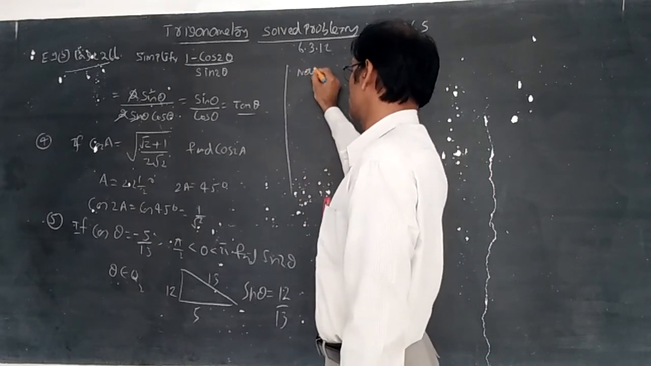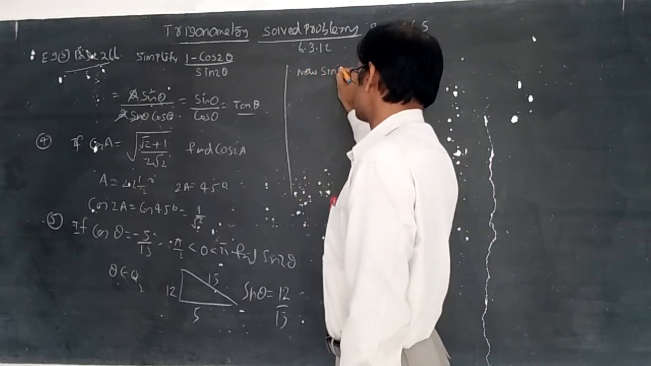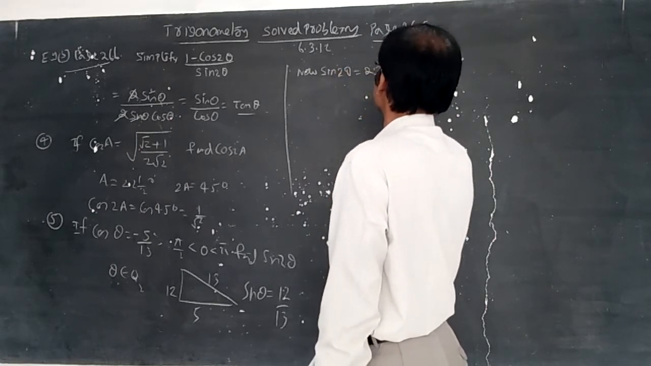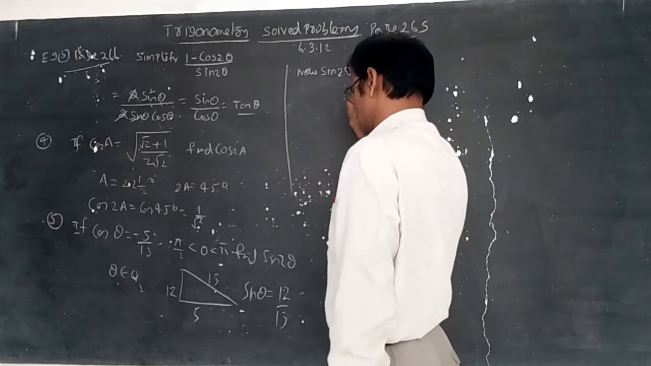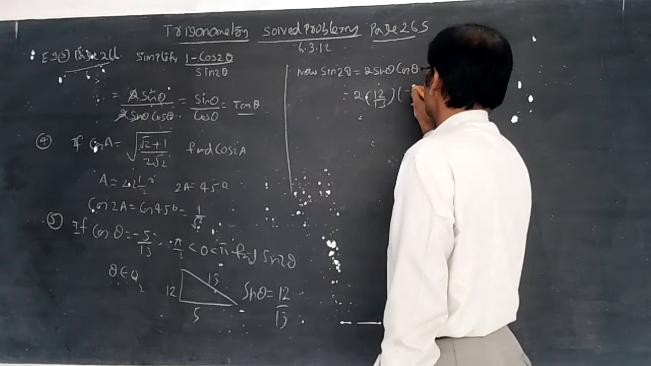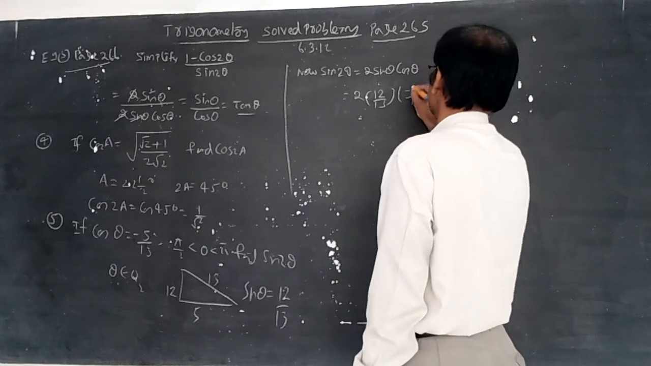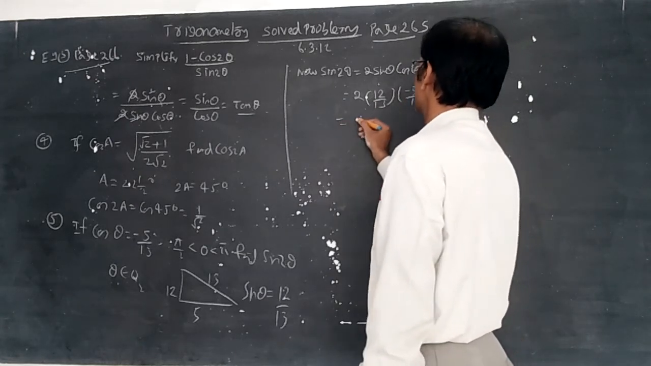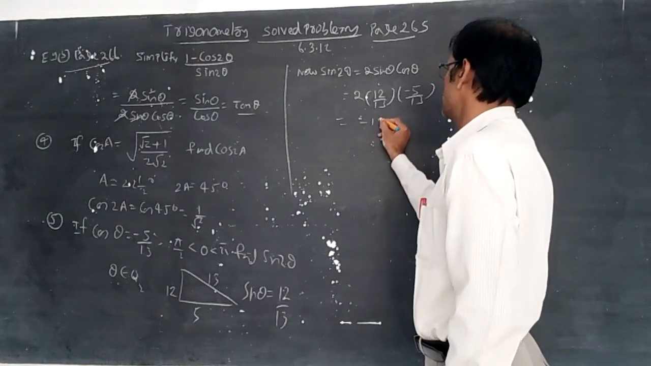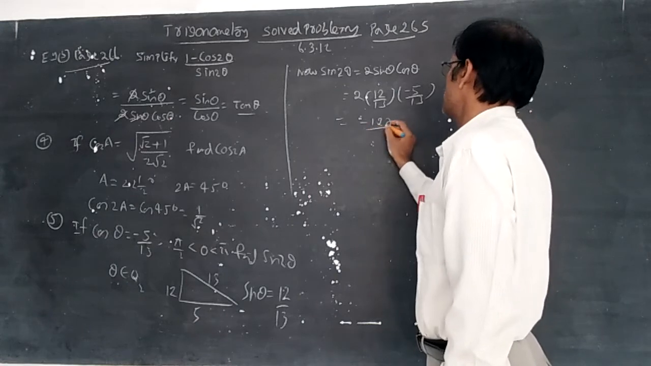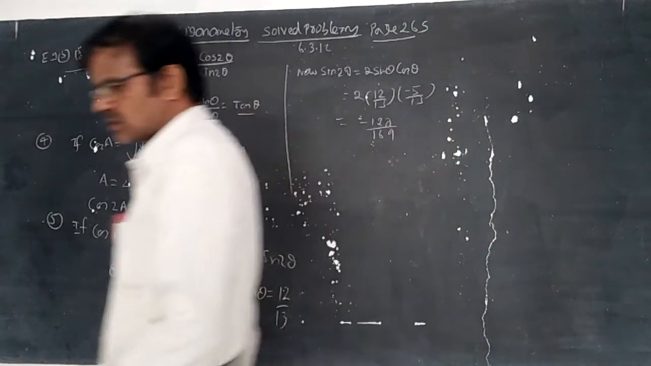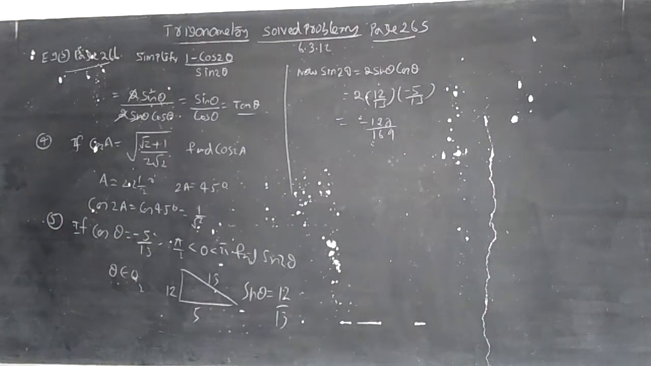Now you should calculate sin 2 theta. Sin 2 theta formula is 2 sin theta cos theta. So 2 into, now sin theta we got as 12 by 13, cos theta already given as minus 5 by 13. So 2 into 12 is 24, 24 fives are 120. Minus 120 by 169. That's all. This is the value of sin 2 theta.